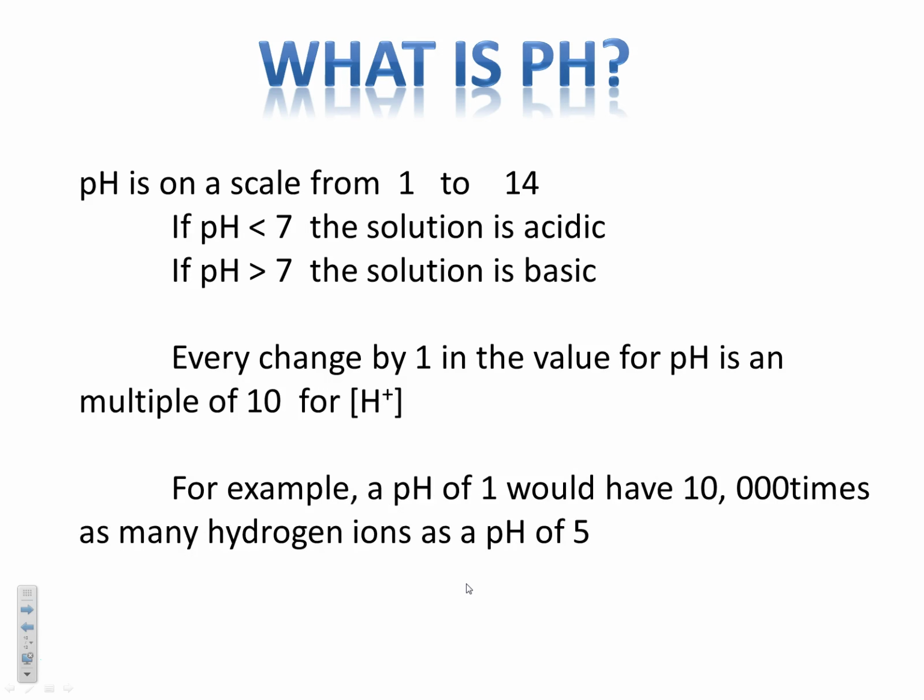So this gives you an example here. It's 10,000 times if we're comparing a pH of 1 and a pH of 5. The difference there is 4. So, kind of a trick here: however many the difference is, that's how many zeros you have here. So 1 is more acidic than 5. The difference is 4, so it's going to have 4 zeros, because it's 10 to the 4th power, or 10,000. That's the difference there.